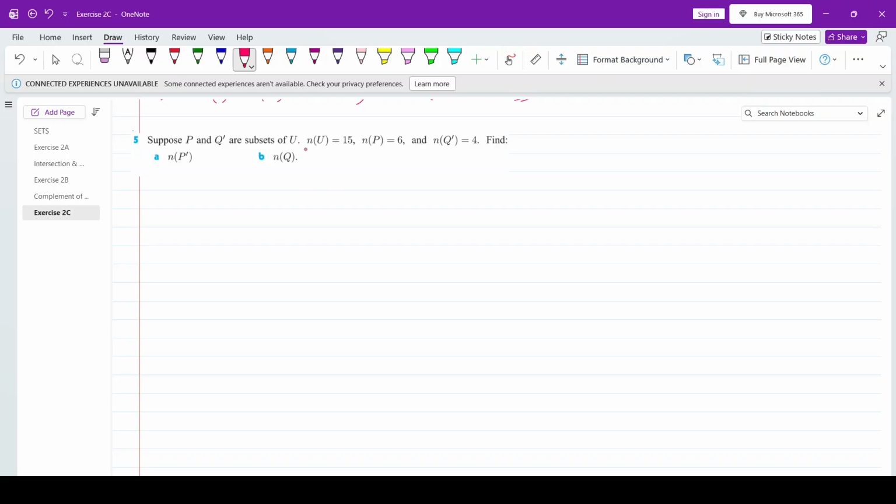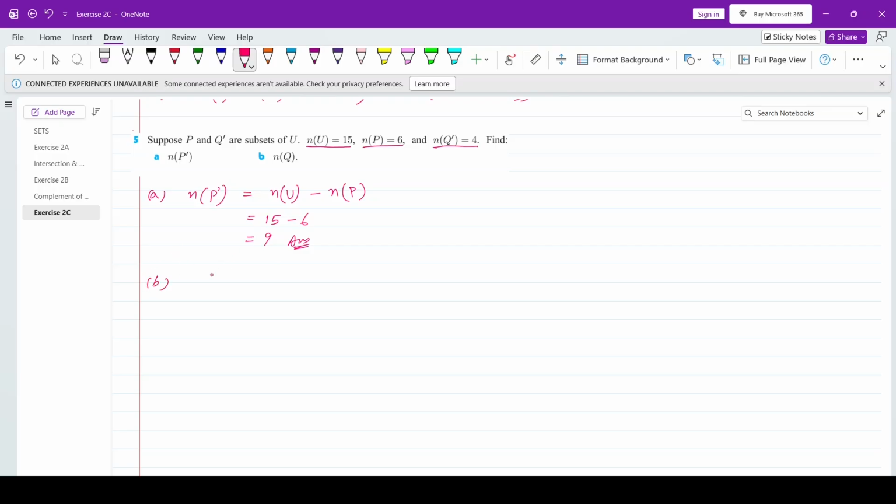So here question 5 says, suppose P and Q prime are subsets of U. Number of elements in U is 15, number of elements in P is 6, number of elements in Q prime is 4. Find the number of elements in P prime. So number of elements in P prime is equal to number of elements in universal set minus number of elements in P. That will be 15 minus 6, that will be 9.